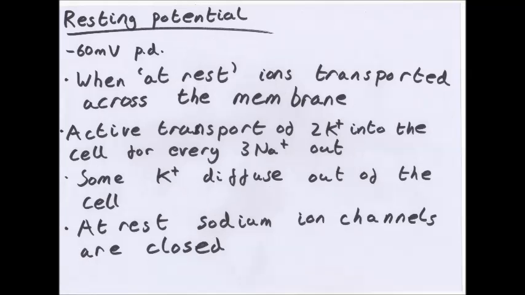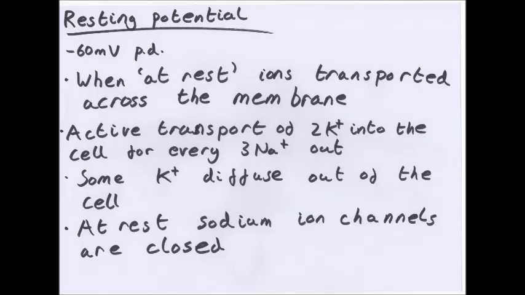So the resting potential, this is when it's at rest. Now it's not actually at rest, it's not doing nothing. The ions are being transported across the membrane, as you can see. You have the active transport of potassium and sodium ions in and out of the cell, but once the potassium ions have been diffused inside the cell, or actively transported inside the cell, they have a tendency to diffuse out where there are open potassium ion channels. At rest, the sodium ion channels are closed, so sodium ions cannot return through.